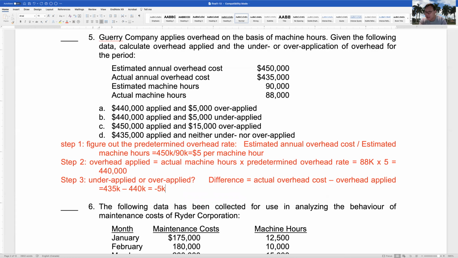So the amount of overhead you applied is more than the actual overhead cost by 5K. So you over applied 5K. So which answer is this? The answer is A.